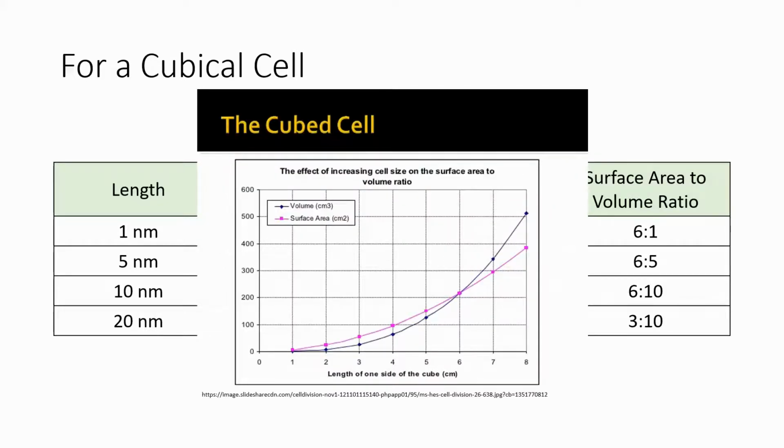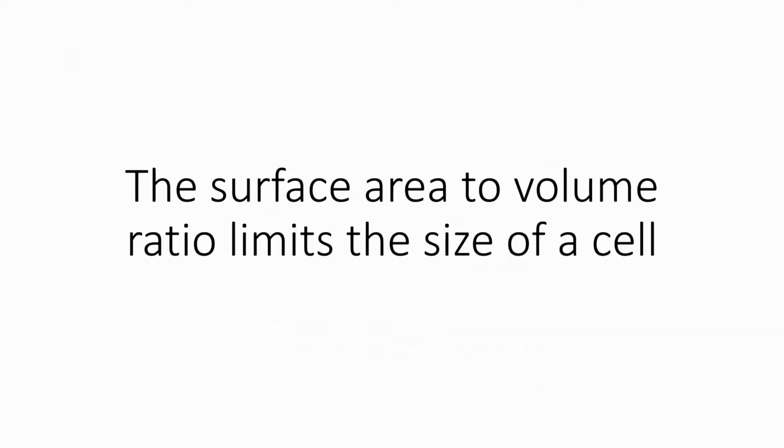So this is just a graph that you may run across. It is showing the surface area and the volume versus the length of the side of a cube, and you can see that the volume is actually going to increase at a much faster rate than the surface area will. So what this means for us is that the size of a cell is limited by its surface area to volume ratio. A cell can only get so big before it starts hitting this limitation.